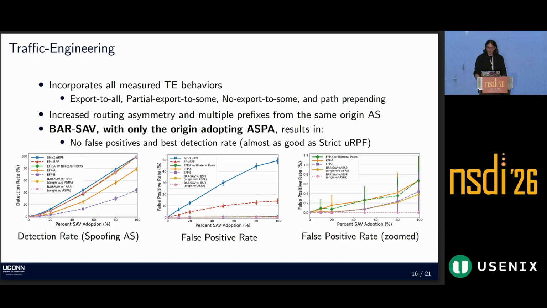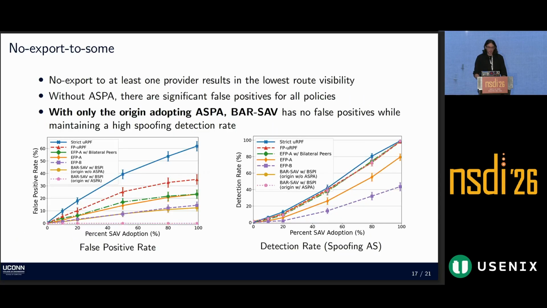Why is this the case? Well, I omitted partial export to some results for the time constraints. It showed that both strict and feasible path were the only ones with false positives, which points at the fact that no export to some is really the issue. And since we observed very little no export to some in our measurements, there's very little in these simulations, hence these low percentages. If we look at specifically no export to some, we can really see the impact.